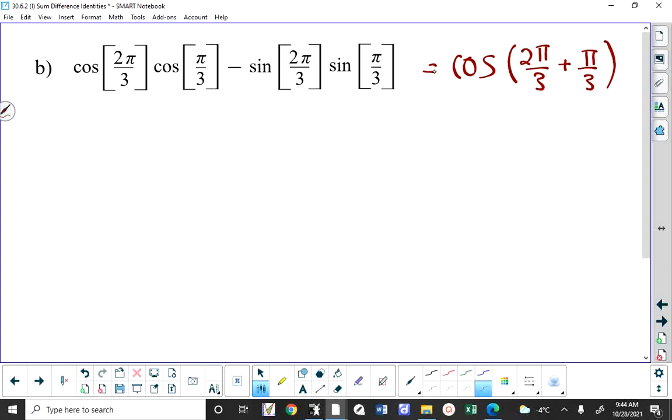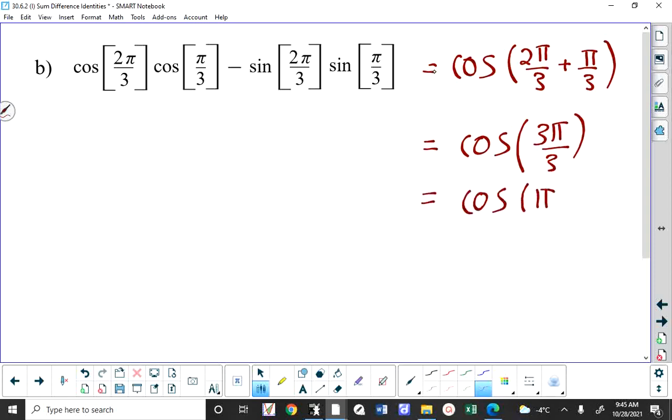The identity is cosine of A plus B equals cosine of A, cosine of B minus sine of A, sine of B. And that means we can add 2 pi over 3 plus pi over 3 together, which gives us 3 pi over 3, which gives us pi. And cosine of pi is negative 1.